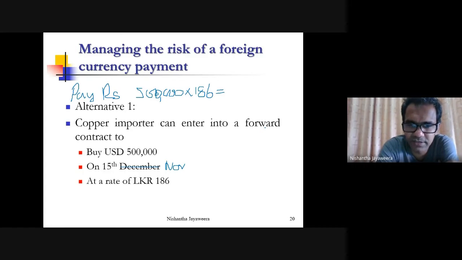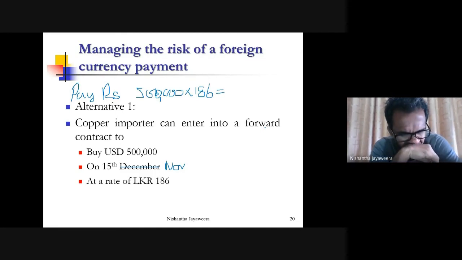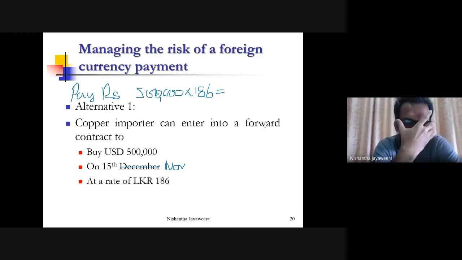And the other thing is, compared to futures, your exact value date and your exact amount can be taken into account in this product. And theoretically, you don't have any cash flow requirement before the expiry of the contract, but practically you may have to keep a margin with the bank to minimize the credit risk, or the risk to the bank.